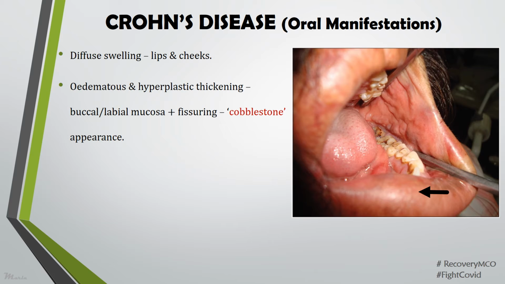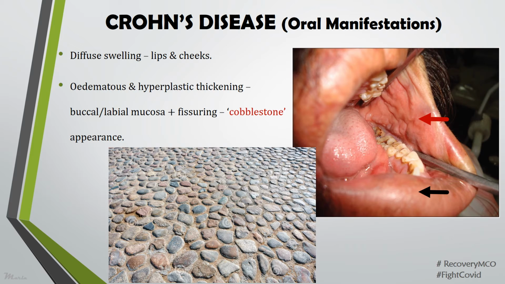In relation to the buccal mucosa, we can appreciate an edematous and hyperplastic thickening. This can be seen in the buccal mucosa or the labial mucosa. This thickening is also accentuated by the presence of fissures in between, so as to reveal what we refer to as the cobblestone appearance. This is the actual image of the cobblestone roads, which shows a resemblance to this lesion, and hence the term cobblestone appearance.